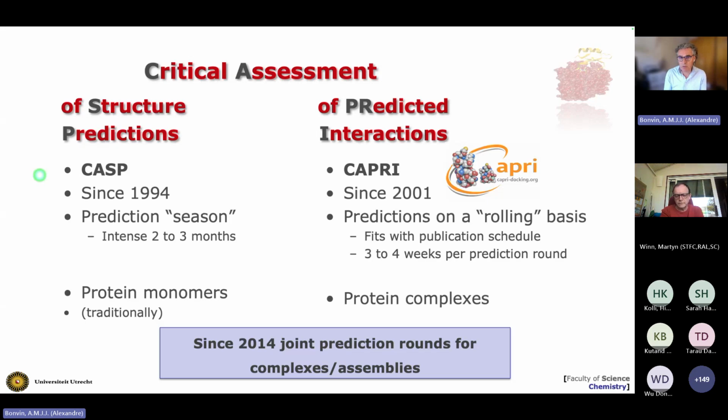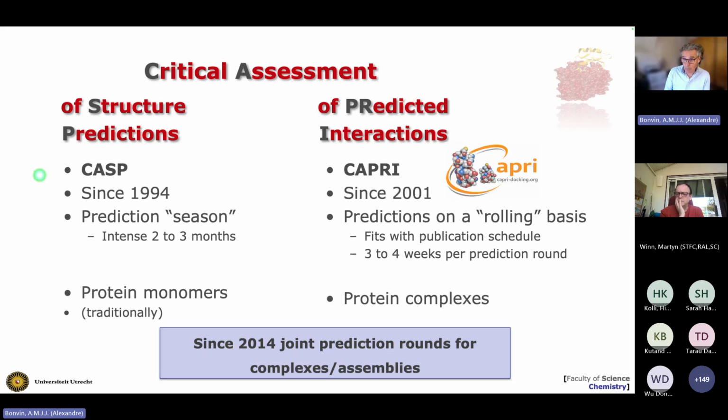CAPRI, a little bit younger, 2001, is an experiment that's running on a rolling basis. Basically, whenever we get a target, we are ready to launch a prediction. So we don't have seasons for CAPRI, which means that you can provide targets that have a very tight timeline, because once the paper gets published or the PDB file is released, then of course the competition is dead.